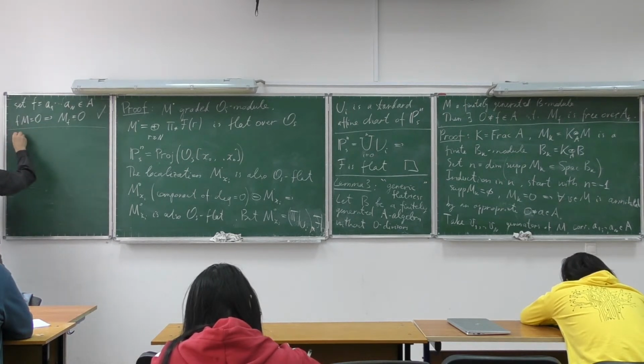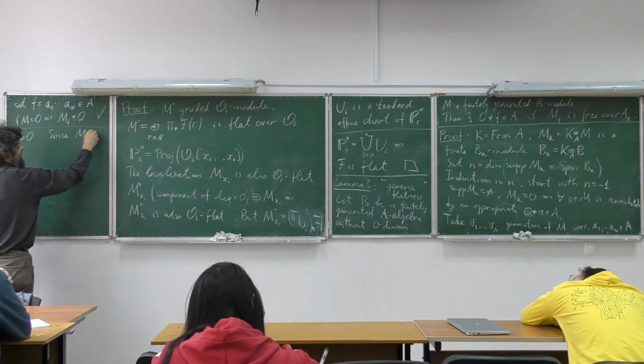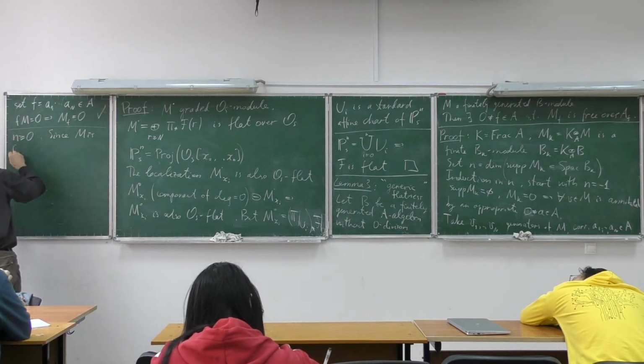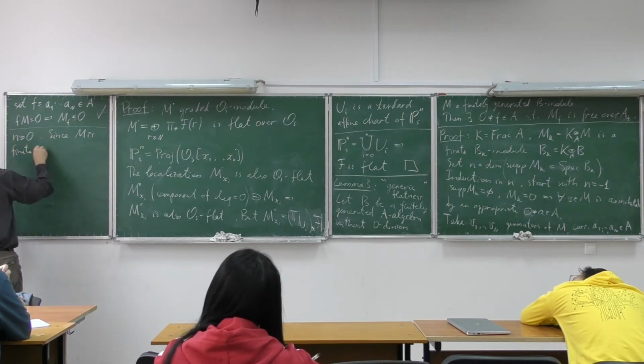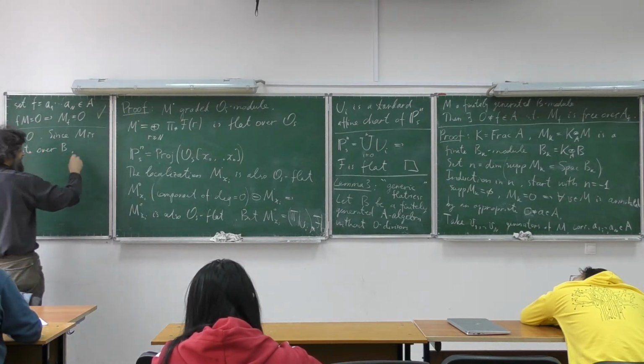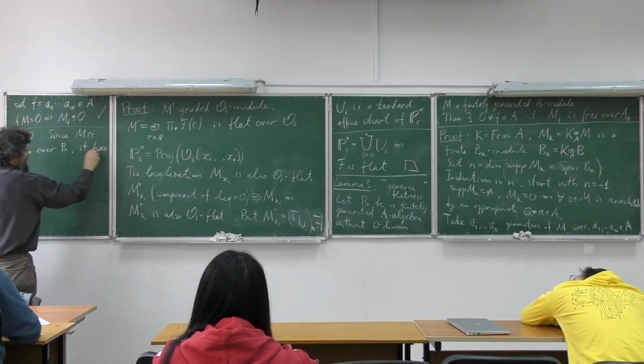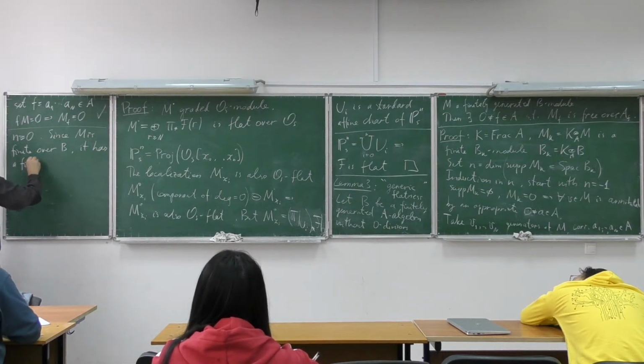Now, N at least 0, and since M is finite over B, it has a filtration.